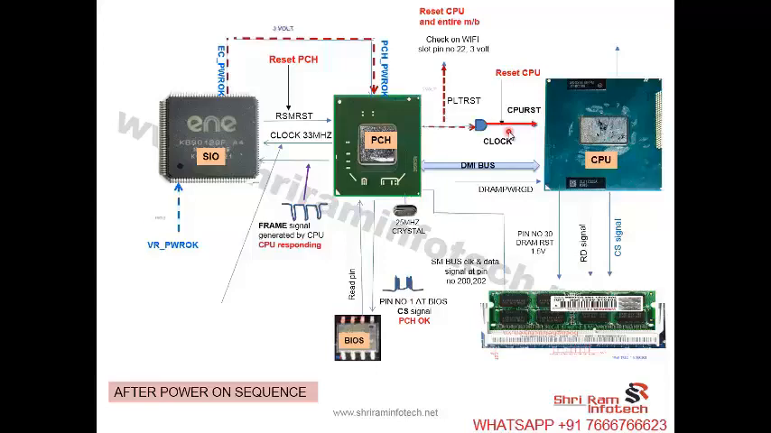After CPU reset, there is one signal that is called DRAM power good. You can check this signal on the 30 pin at RAM. Now the CPU got a reset and this RAM also got a reset, and they are ready to communicate with each other.